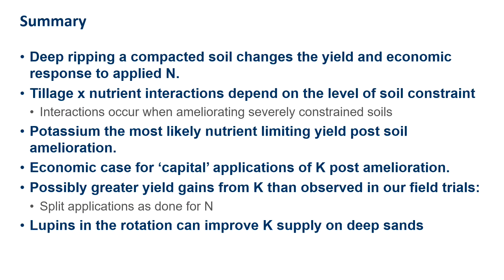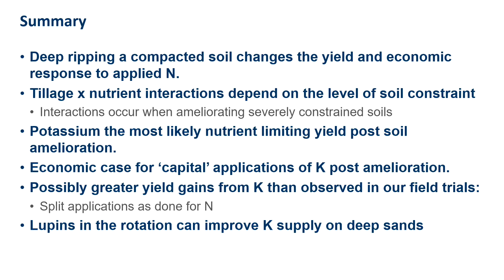So to summarise all of that, the deep ripping story is consistent in that deep ripping a compacted soil, and the compacted soil part of that sentence is really important. Deep ripping a compacted soil has changed the yield and economic response to N, and importantly from both of those sites, even at $90 a hectare, there is profit to be achieved with deep ripping and N in the first year.